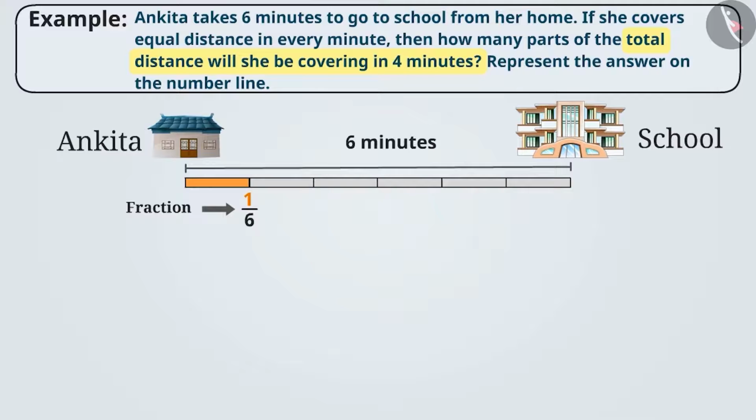Similarly, in 2 minutes, she will cover 2 equal parts of the total distance which can be represented as 2/6. In 3 minutes, she will cover 3 parts of the total distance. That means the fraction will be 3/6. And similarly, in 4 minutes, she will cover 4 parts of the total distance, which can be represented in a fraction as 4 by 6 parts. Now let's represent 4 by 6 on the number line. Can you find its position? Think for a while.